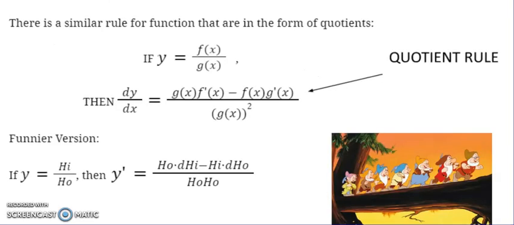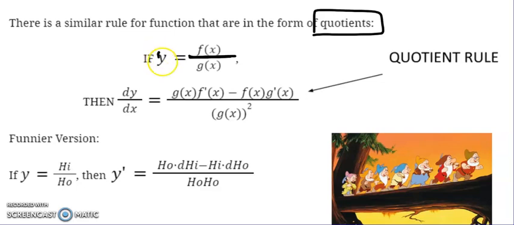There's a similar rule for functions that are in the form of quotients. When I say there's a similar rule, I mean similar to what we looked at for the product rule. So when we talk about quotients, we mean functions that are written with division, rational functions, if we're taking a ratio of two things and comparing.